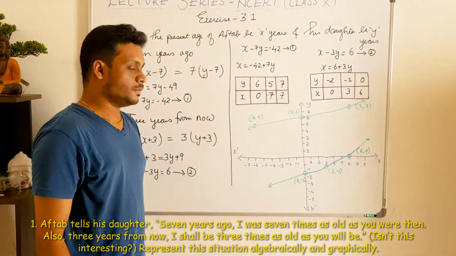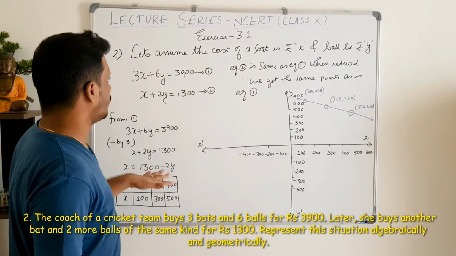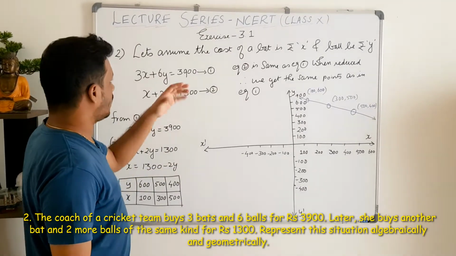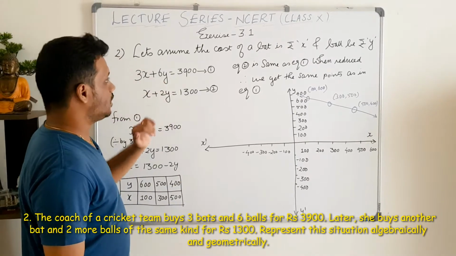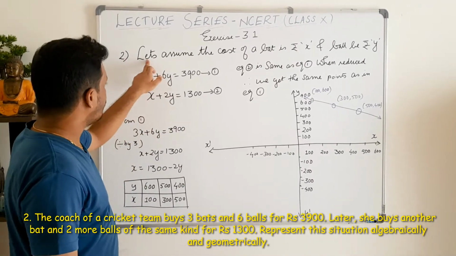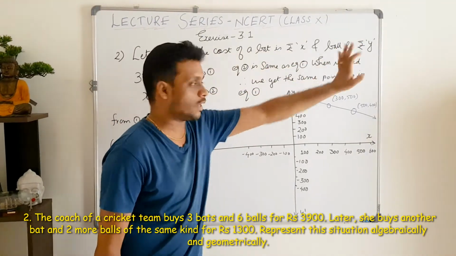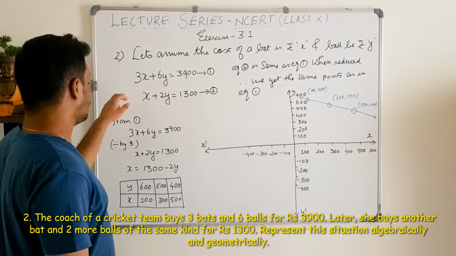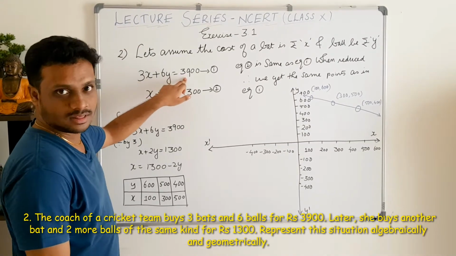The second question. In this, they are given a situation where they are buying a few bats and balls for some price. So we are trying to frame an equation for it. So first thing is, we are assuming that the cost of a bat is rupees x and for a ball is rupees y. So the first situation is given that 3 bats and 6 balls cost rupees 3,900.